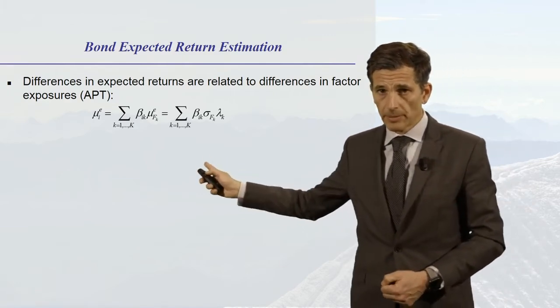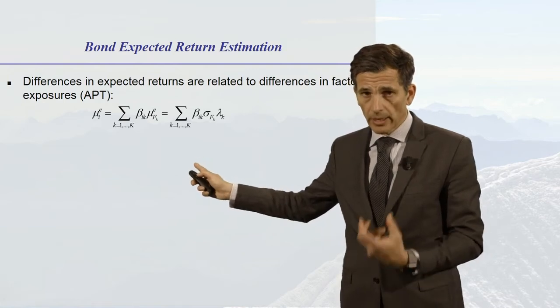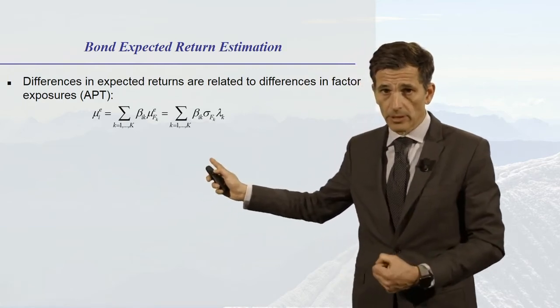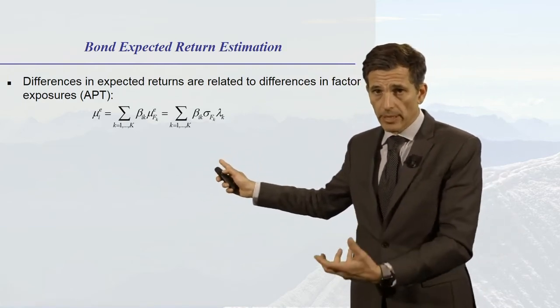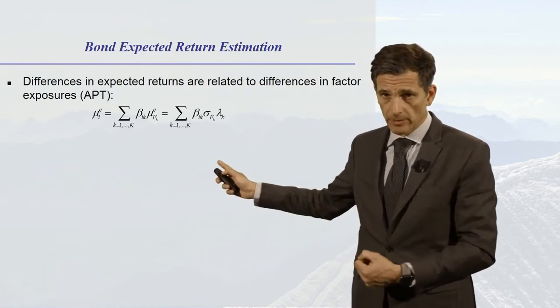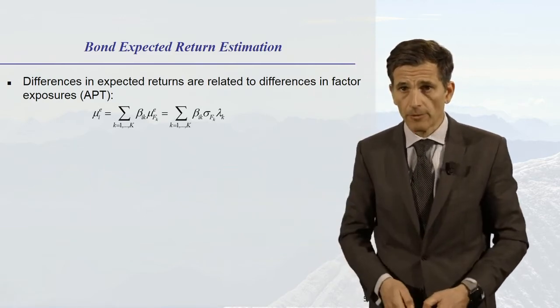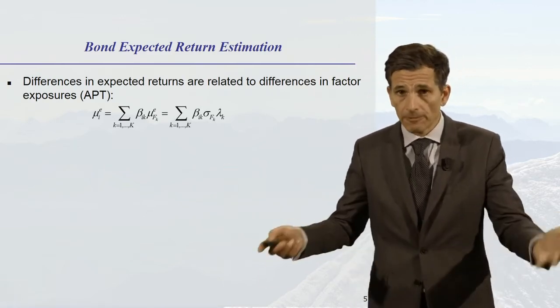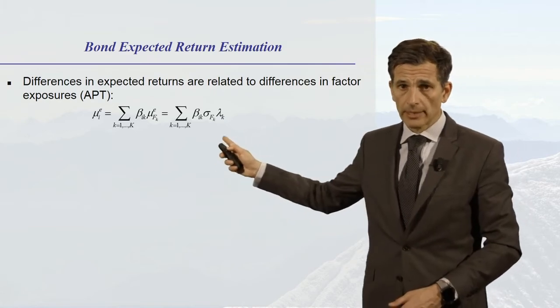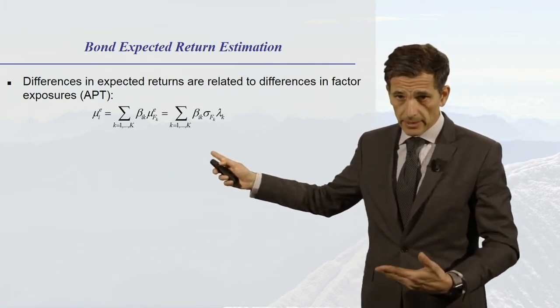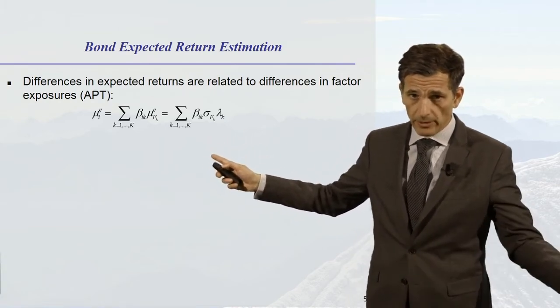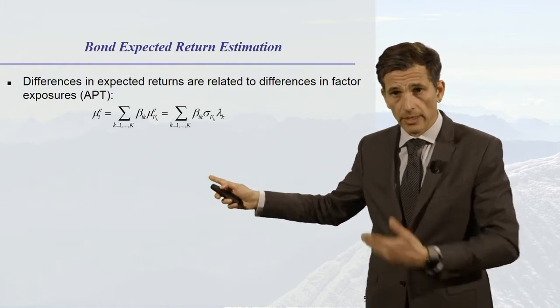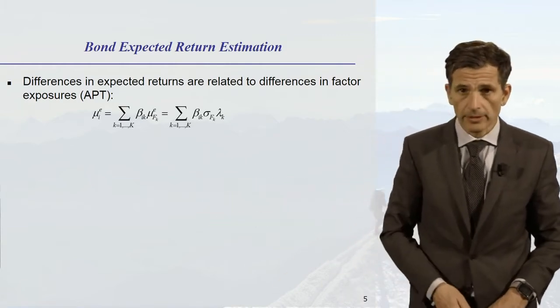And this simple equation here allows us to relate excess expected return on bonds to risk premia on these few factors, calling capital K the number of factors, say capital K is 3 or 4 or 5. I just need to estimate the betas of securities with respect to the factors, and then the volatility of the factor, and also the risk premium for these factors.